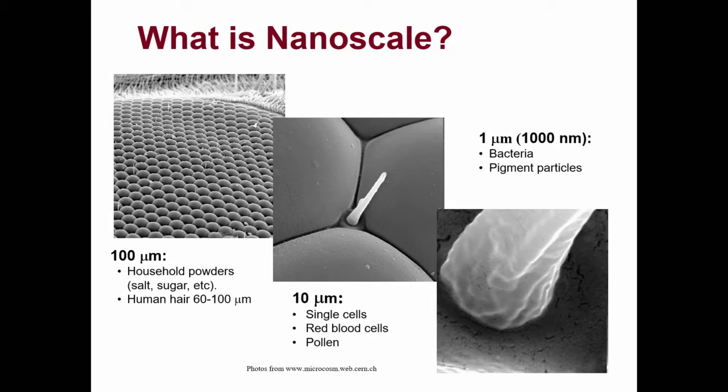And at this length scale, we also encounter some common powders that you may find in the kitchen, like salt or sugar or ground up flour. In addition, the human hair is about 60 to 100 microns or micrometers thick, typically. So this size scale is still amenable to our senses, but if we zoom in by another factor of 10, that middle photo is only 10 micrometers wide.